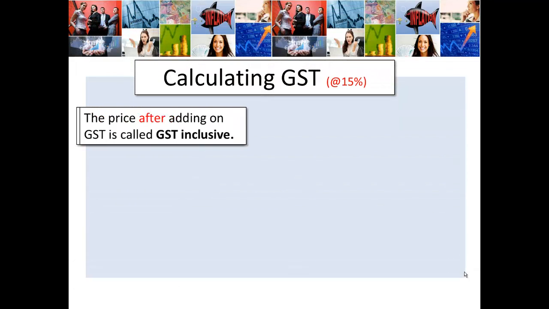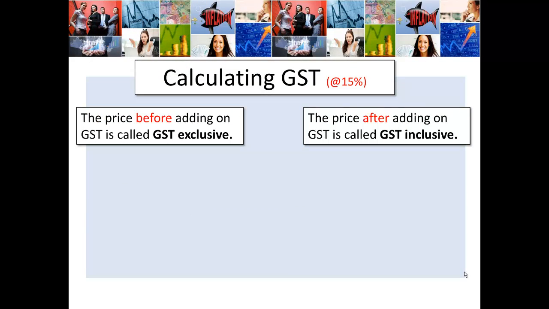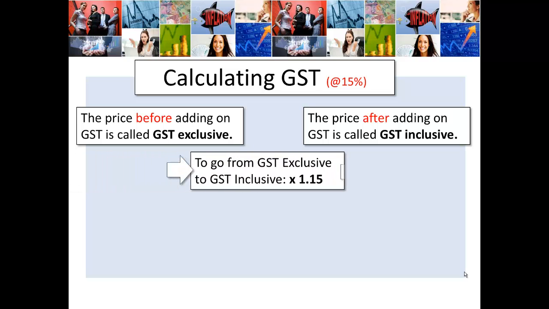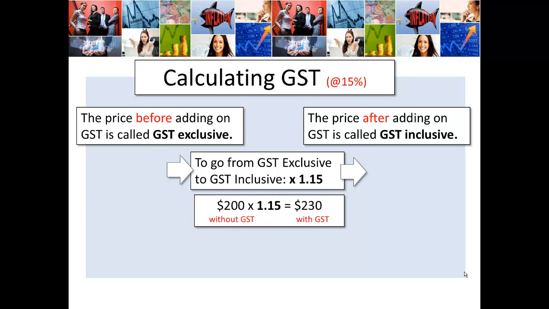Right, in New Zealand GST is 15%, and we need to be able to calculate the GST component. So we need to be able to calculate the price before adding on GST, and that's called GST exclusive. And we need to be able to calculate the price after adding on GST, which is called GST inclusive. So to go from GST exclusive to GST inclusive, we multiply by 1.15, that 0.15 being the percentage of GST.